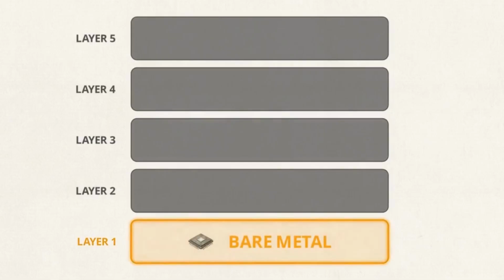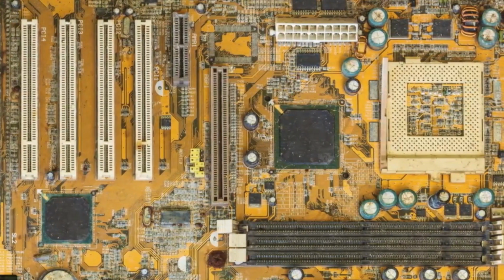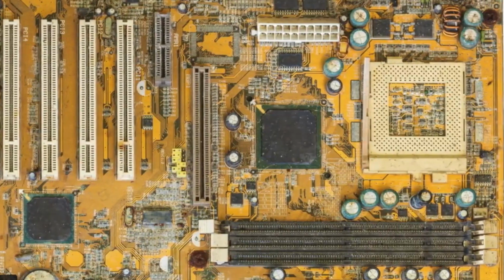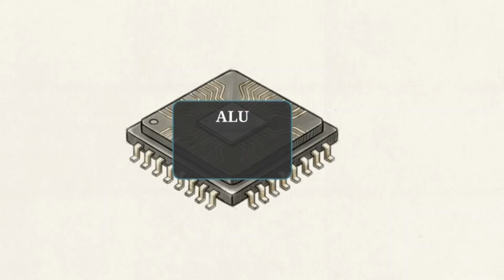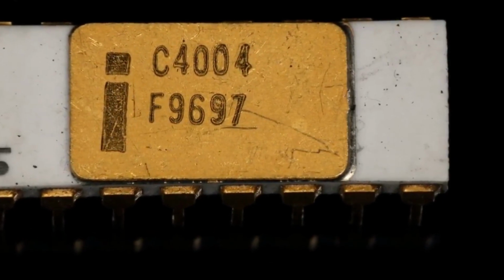Layer 1 is the physical realm of bare metal hardware. The foundation consists of integrated circuits, or ICs, mounted to printed circuit boards, known as PCBs. These boards route electrical signals between components along dense trace pathways. The central processing unit utilizes an internal arithmetic logic unit to execute mathematical operations. Early microprocessors demonstrate the physical origins of this processing architecture.